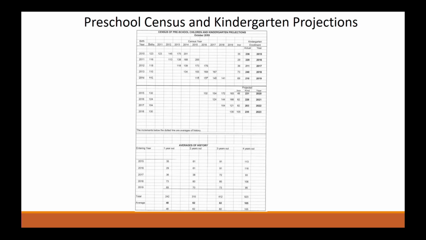And how do we do that? Well, we take history, once again. We take these birth years from 2010 to 2014, and you'll have to go down here, I'm sorry, it's kind of broken up a bit, but this is averages of history. When you have a student 1 year out in 2015 entering year, we assume that the students are all entering when they're 5 years old.